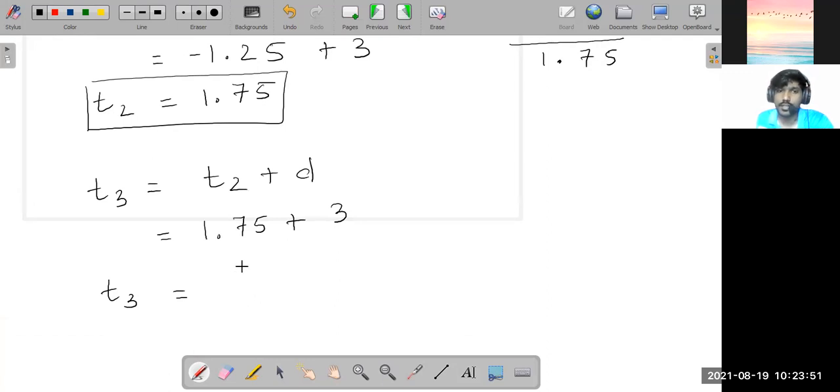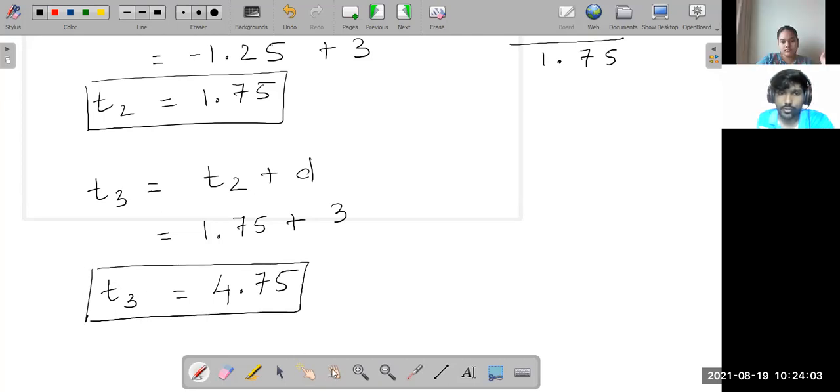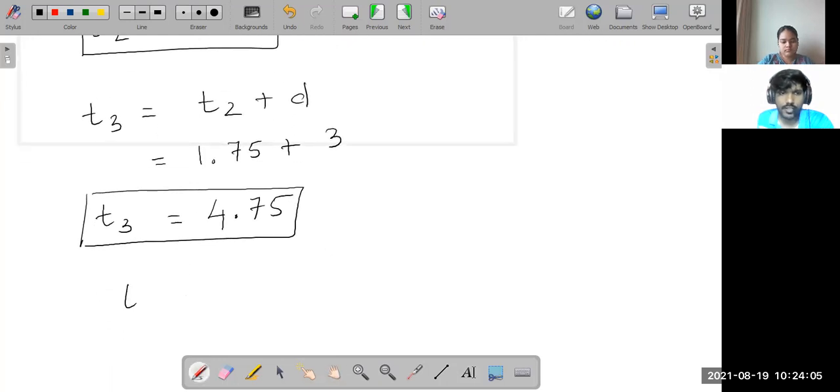1.75 plus 3, right? So 4.75. Yes, correct, 4.75. Okay, you can find out T4 also if needed, but it's enough. So this will be T3 plus 3.